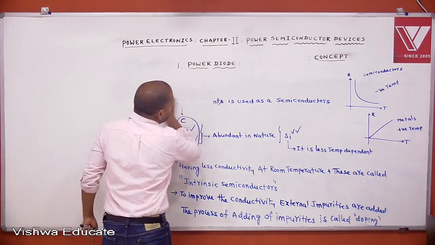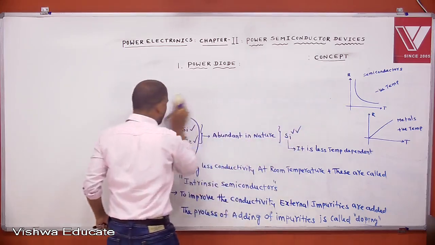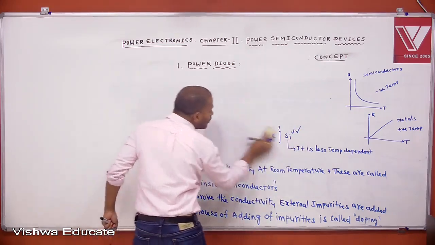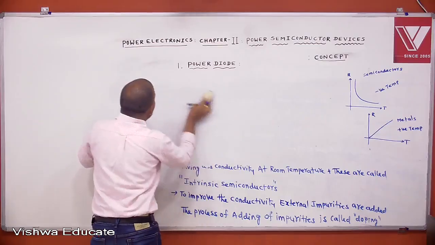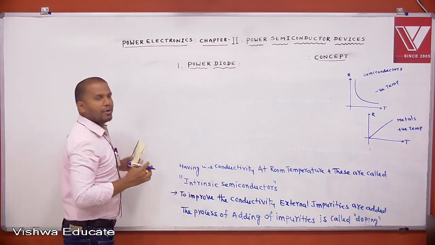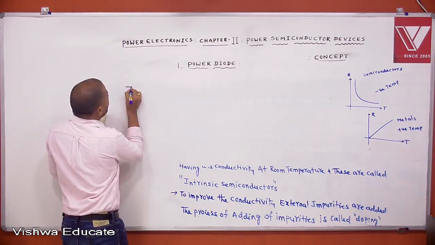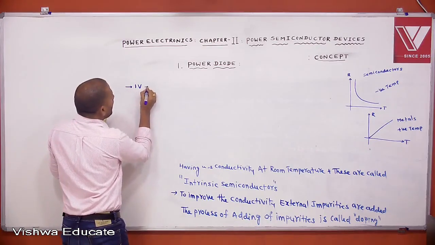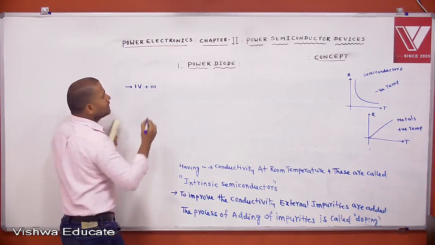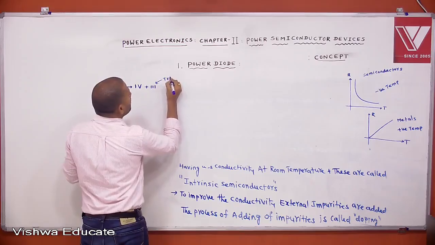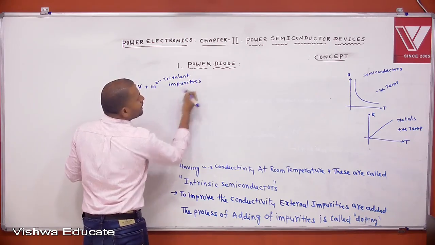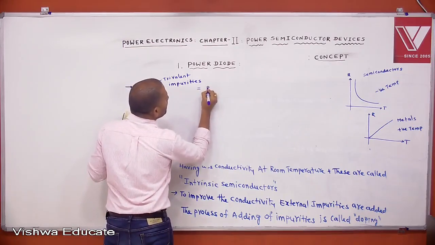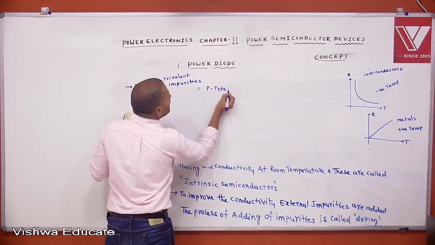Now tell me, for fourth group elements, if we add third group elements, that is third group impurities, that is trivalent impurities, then it becomes which type of semiconductor? It becomes a p-type semiconductor.